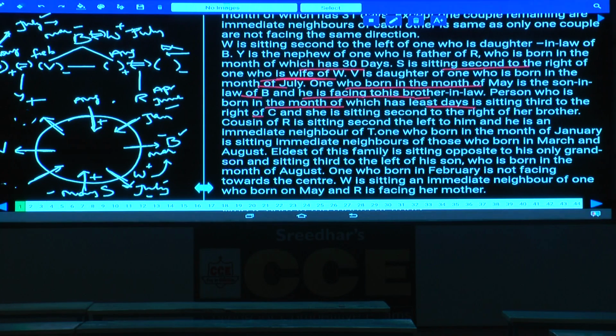As V cannot be at this place, tell me where should this V be? V must be here only. And now this V is a female, and this V was born in which month? V was born in Feb. Now this V is seated third to the right of whom? Third to the right of C.